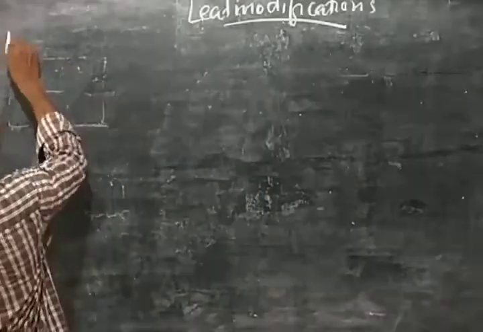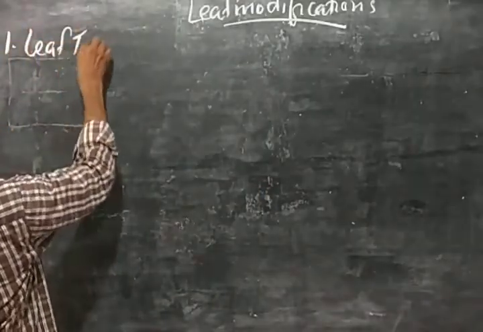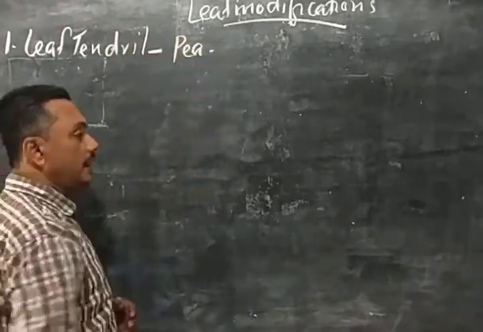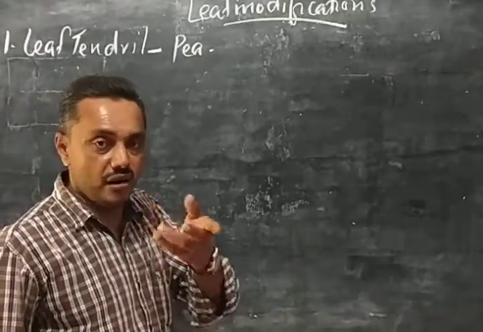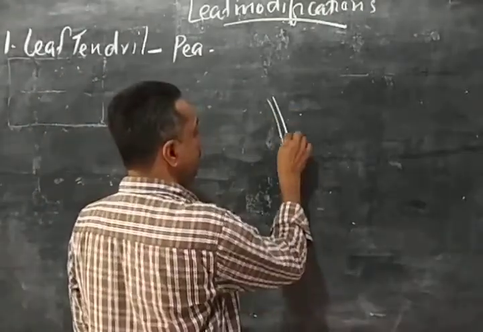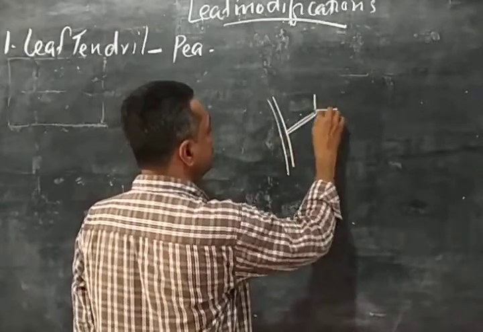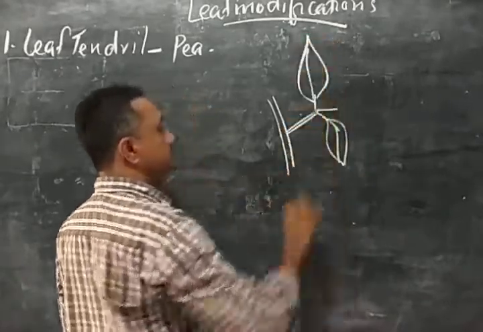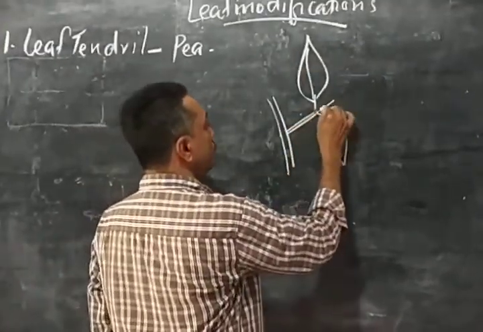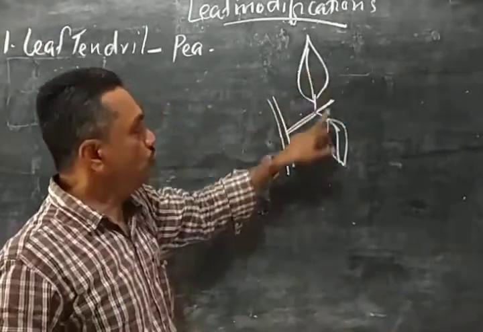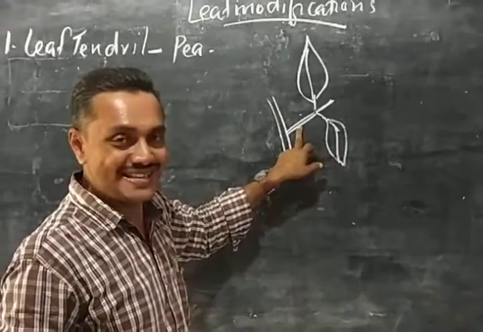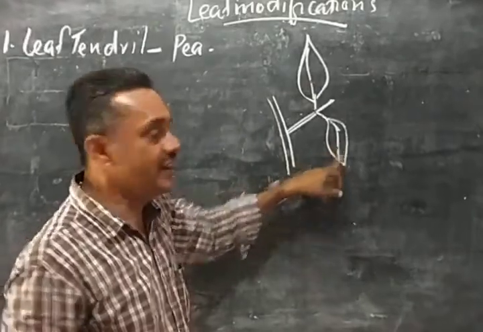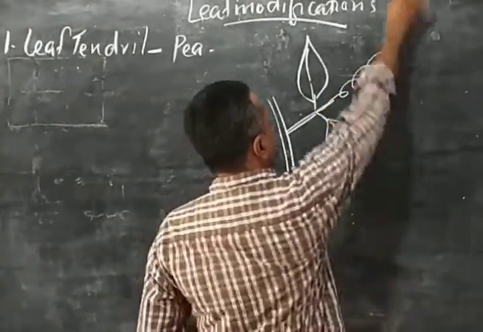First comes the leaf tendril. You see the leaf tendril in the pea plant, garden pea plant. In the plant Pisum, leaves are compound leaves. See, one leaflet, two leaflet, one leaflet, two leaflet, compound leaf. This is called rachis and these are called leaflets. So one leaflet, two leaflet, the third is like this.